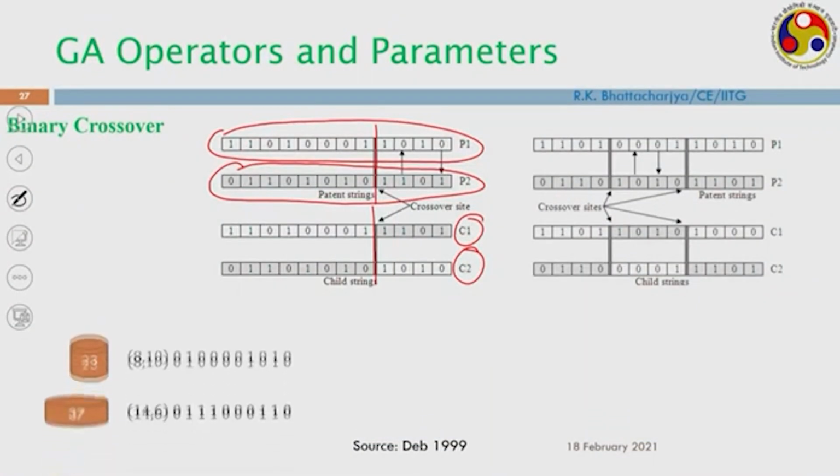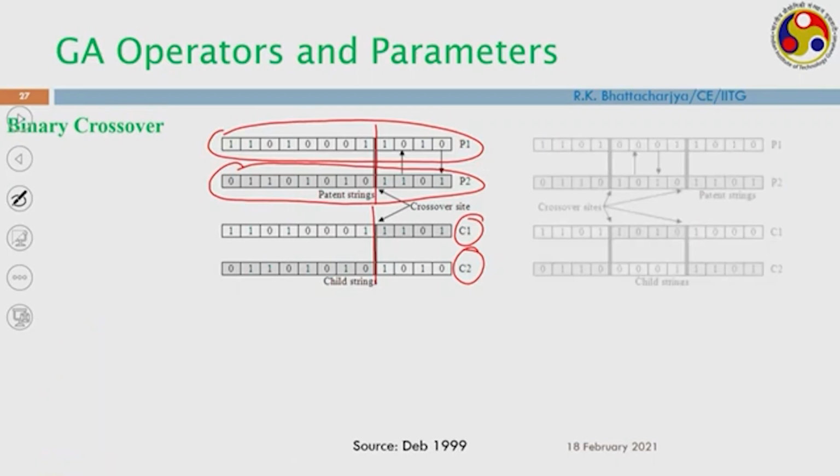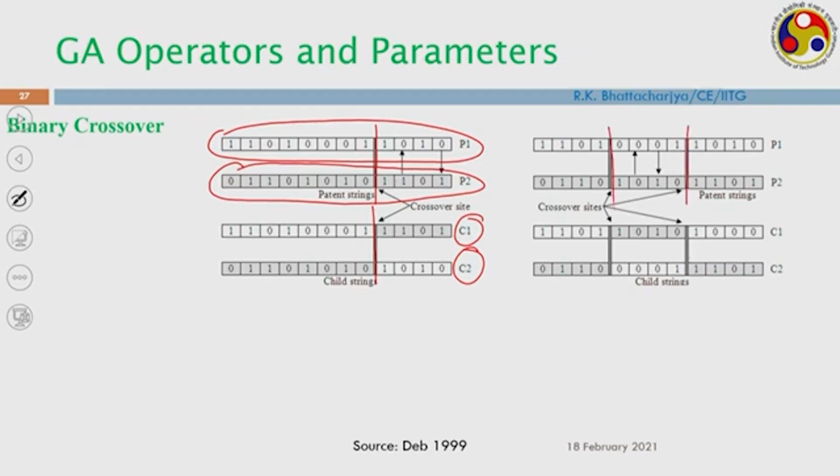Just take a look at an example. Sometimes we also take two crossover sites. So, in this case this is one site and this is another site, and then the exchange of gene information is happening. Okay. So, from these two parents, parent 1 and parent 2, you are getting two solutions, that is C1 and C2.